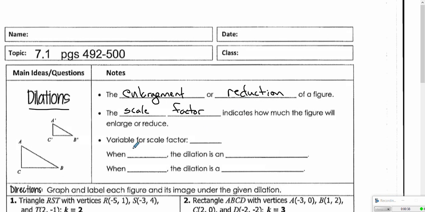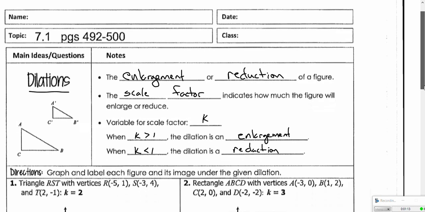The variable for the scale factor, we're going to use the letter K for all of our purposes. This entire chapter, if I'm talking about the scale factor, I'm going to use the letter K. When K is bigger than the number 1, it's going to be an enlargement. When K, the scale factor, is smaller than the number 1, it's going to be a reduction. Okay, so that's how you do an enlargement or a reduction with dilations. Let's take a look at what this looks like.